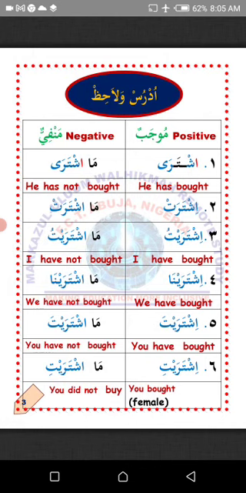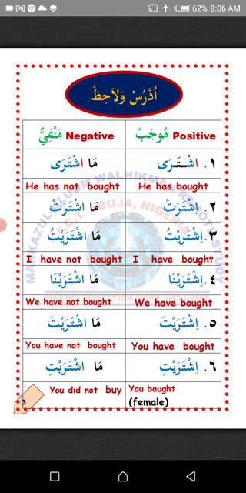Mashtaraitu, I have not bought. Arba'a, number four. Ishtarayna, we bought. Mashtarayna, we didn't buy, or we have not bought. Ishtarayna, we have bought. Mashtarayna, we have not bought.